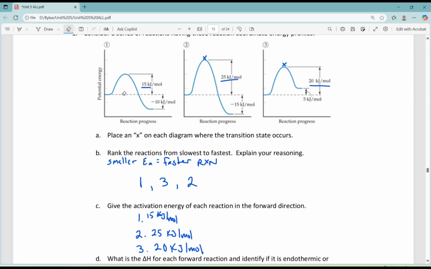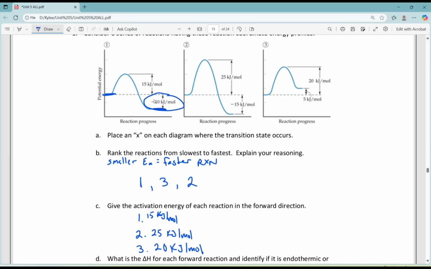So I'm going to erase and get some clarity in my diagrams. The delta H is going to be the distance between my reactants and my products, and that is actually also labeled to us on each graph. So for reaction number 1, my products minus my reactants give a negative 10. So that's going to be my delta H value, negative 10 kilojoules per mole. And remember, when delta H is negative, that tells me it's an exothermic reaction.